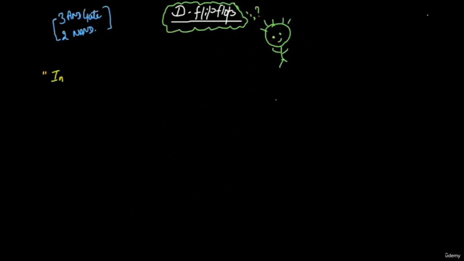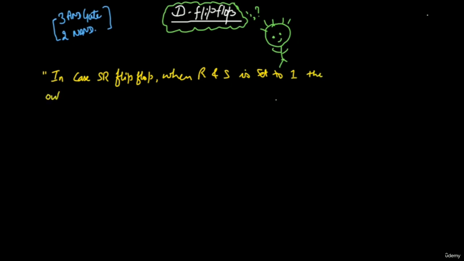in case of RS or SR, whichever way you like to call it, the flip-flop that we studied, when R and S are set to 1, the outputs Qn and Qn plus 1, that's the output we were having, both become 0, right? Becomes 0.